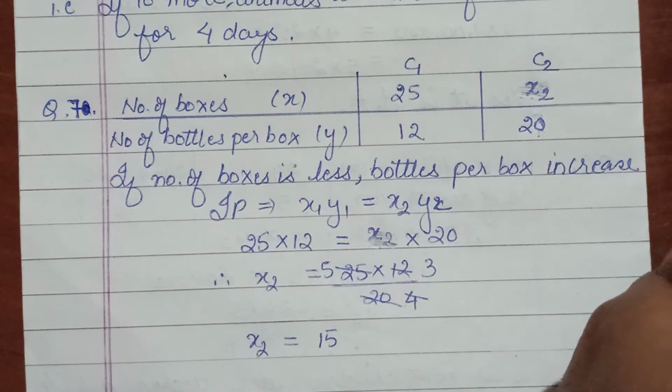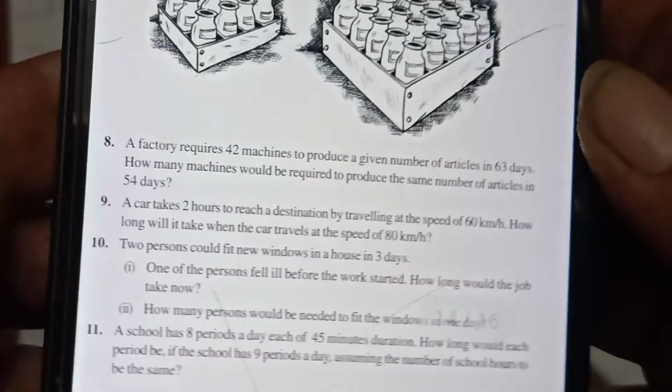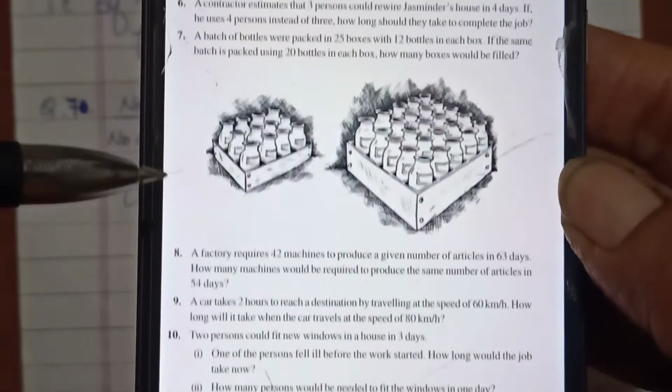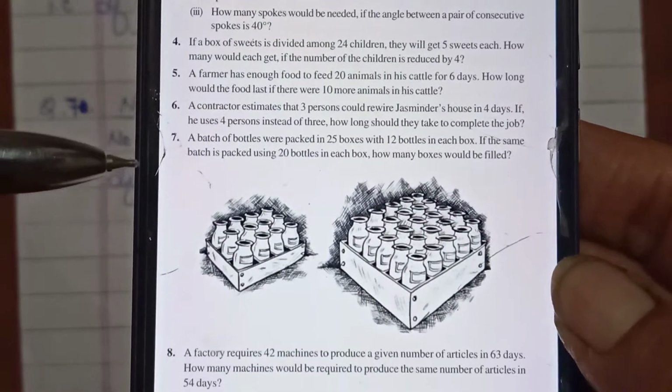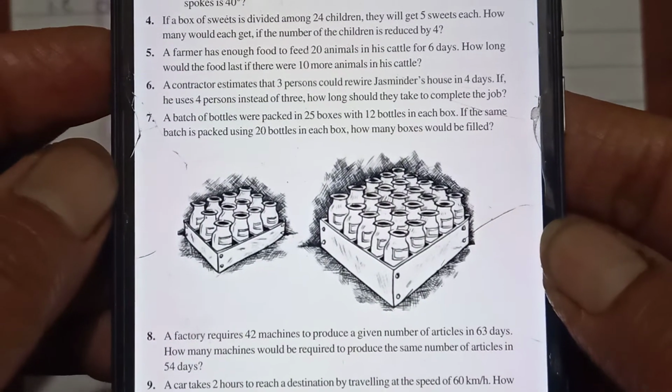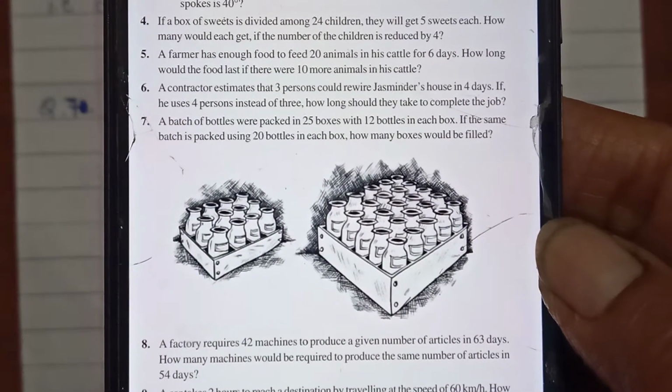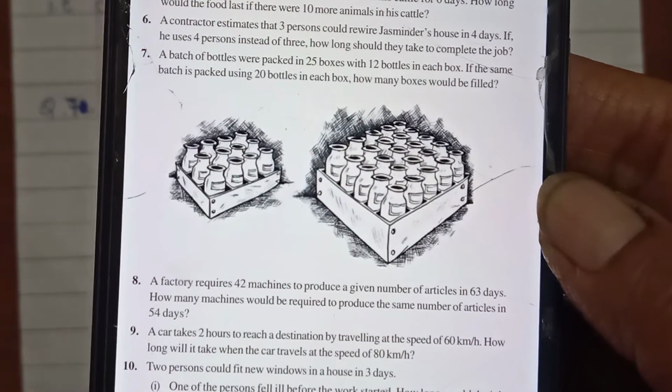Then comes your seventh one. These are easy, children, you will try in between on your own. Okay, sixth one is simple enough. Then the seventh I am taking up. Even that is simple, but the language is a bit tricky, so to avoid confusion I have discussed that with you.